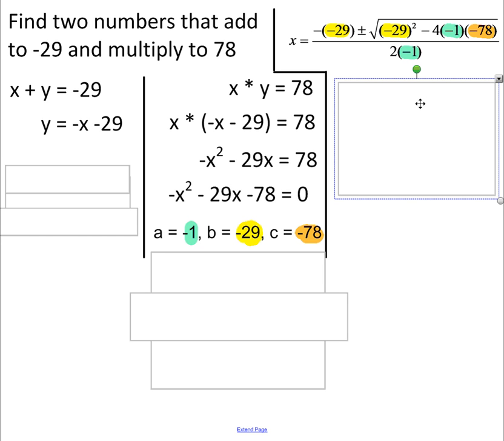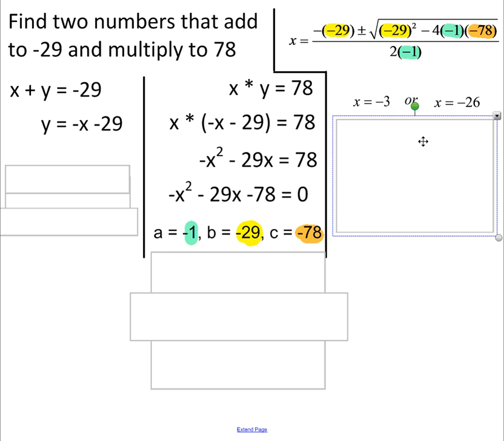I'm not going to go through the steps of solving it here, since the main goal of this lesson is to look at how to set up these equations. So jumping ahead, after we solve our quadratic equation, we're left with x equals negative 3, or x equals negative 26.